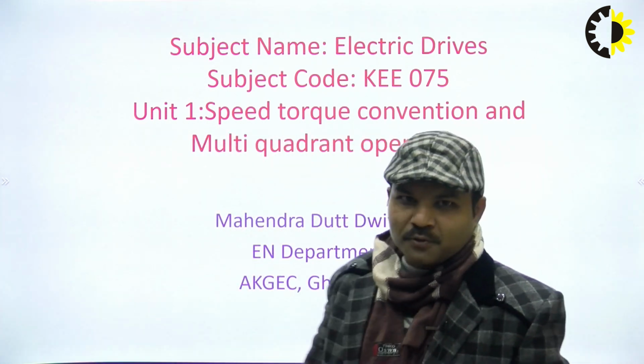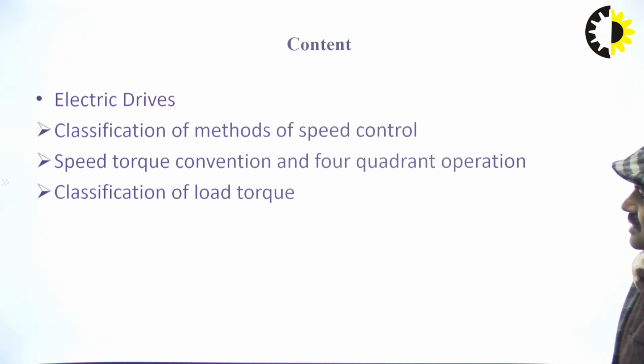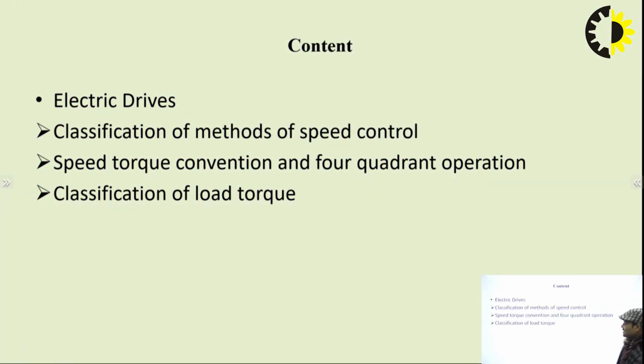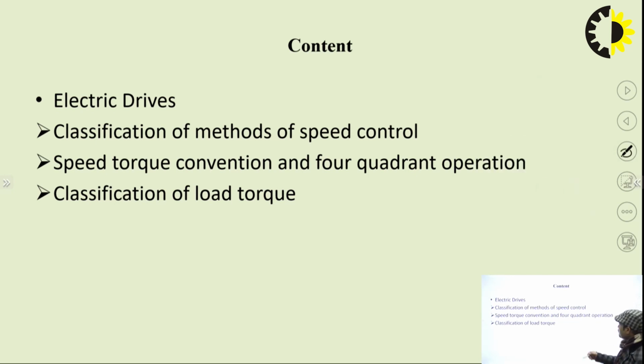So let us have a look on today's content of discussion. So we will see what is electrical drive, what are the classification methods of the speed control, because it is one of the very important parameter where we understand how to control the speed of the motor. Ultimately drive is going to control the speed of the motor, nothing else. Speed torque convention and 4 quadrant operation, and then classification of load torque. So today we are going to discuss all these components one by one.